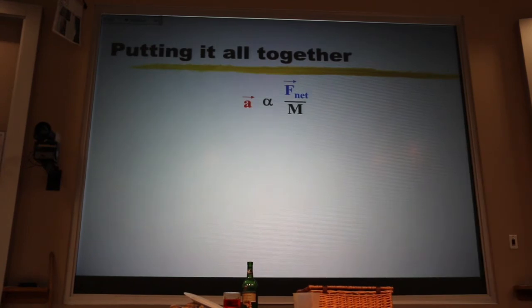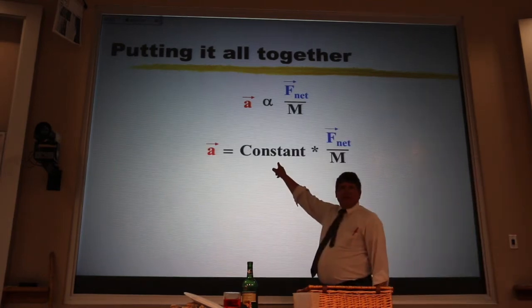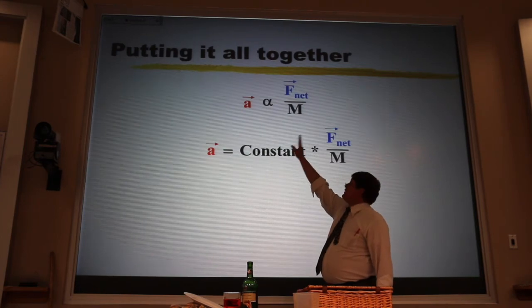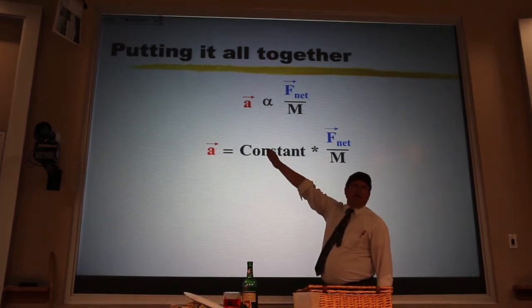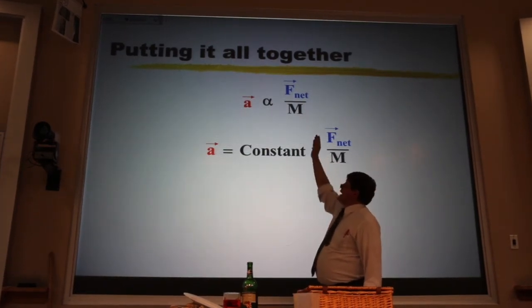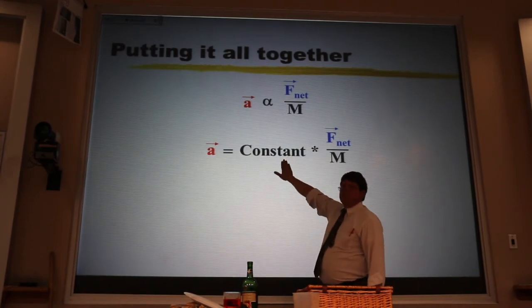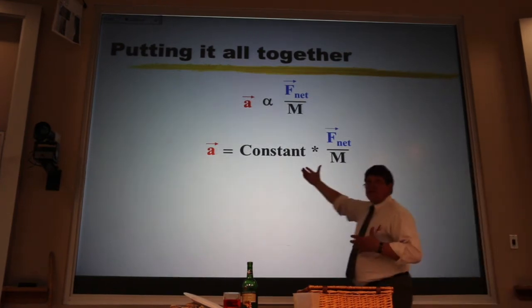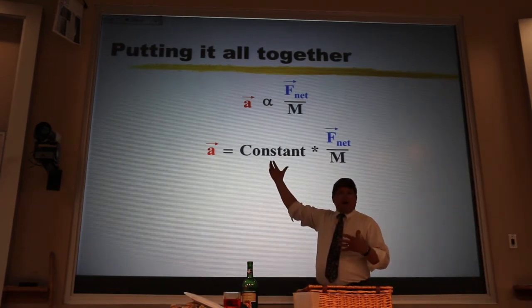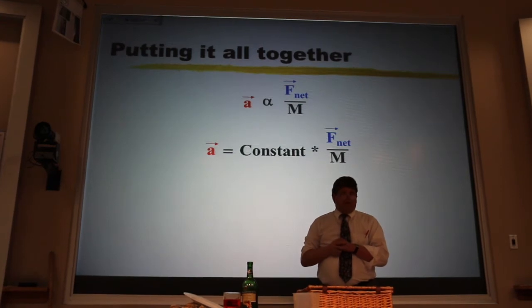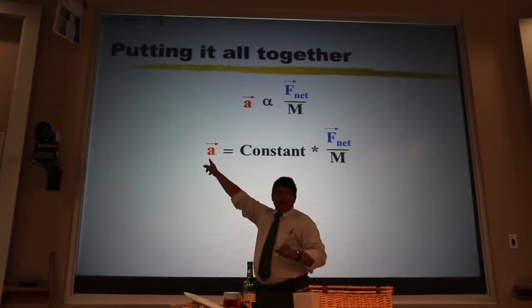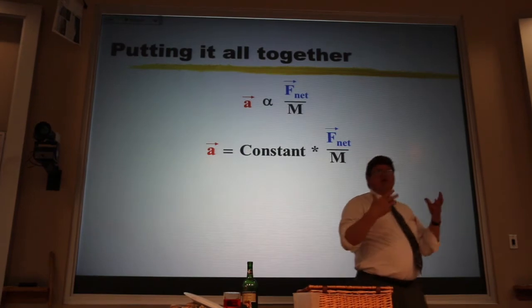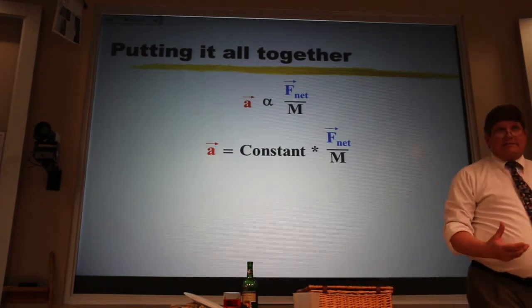Anytime I have a proportionality, I can replace that with an equal sign, provided that I include a constant. That proportionality symbol doesn't mean that the right is equal to the left. It just means that if I double the right, I double the left. So I have to put a constant of proportionality in there. Now, the size of that constant depends on which units I'm using. I've already defined my units for acceleration. That's meters per second for each second.